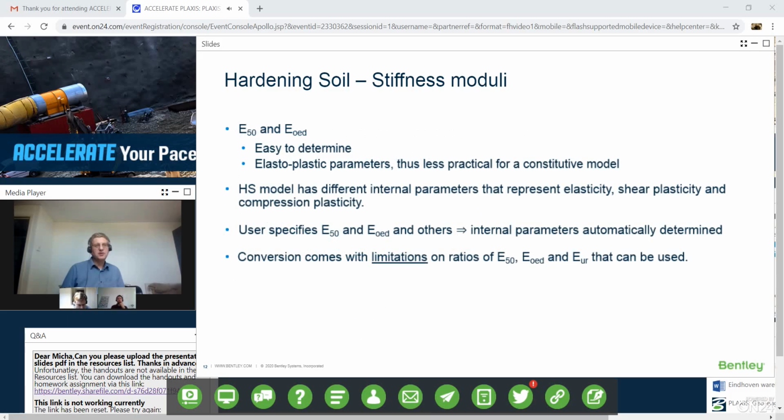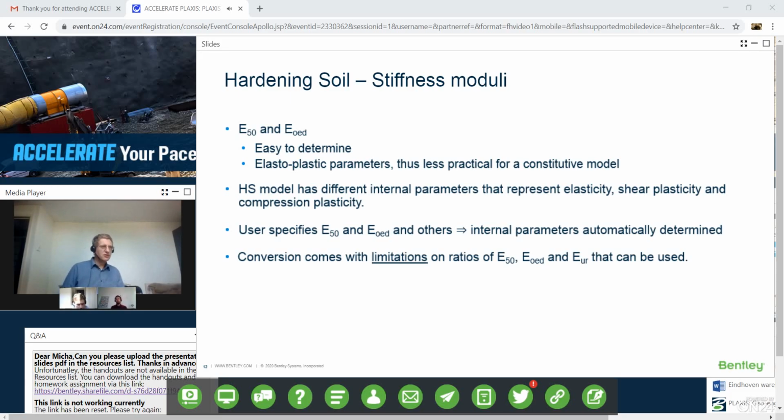But I cannot really determine that, because I cannot really say in the laboratory, well, I do a triaxial test, but I only want to see shear plasticity. I mean, you can tell the soil, but I don't think the soil will react any differently than it normally would. So although E50 and E odometer are very easy to determine, they are elastoplastic parameters that include three different effects of the soil: shear plasticity, compression plasticity, elasticity. It's not so practical for a mathematical model.